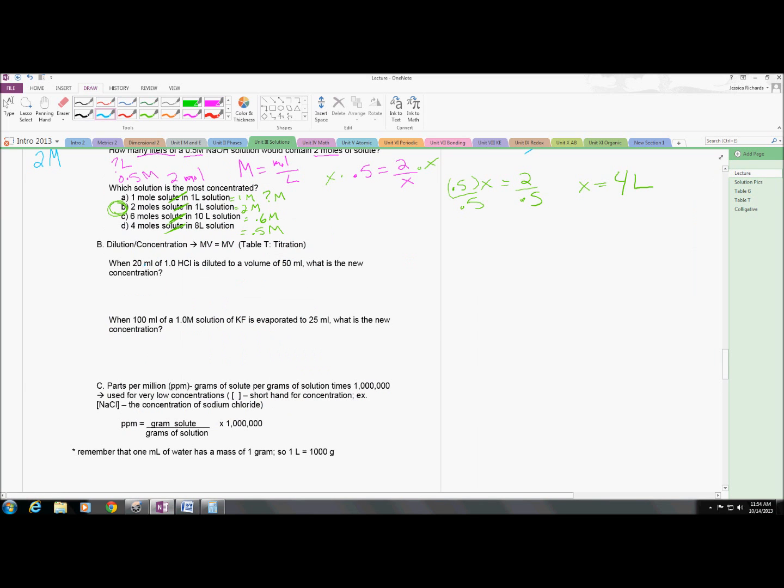So, sample questions. When 20 milliliters of a 1 molar, there should be a capital M in there, a 1 molar HCl solution is diluted to a volume of 50 milliliters. So I have 20 milliliters of a 1 molar solution, and we're going to dilute it down to a volume of 50 milliliters. What is the new concentration? So I can just use MV equals MV. 20 times 1 equals 50 times X.